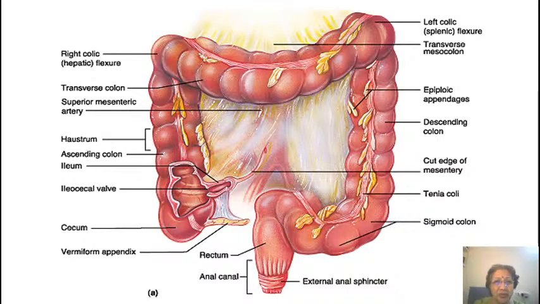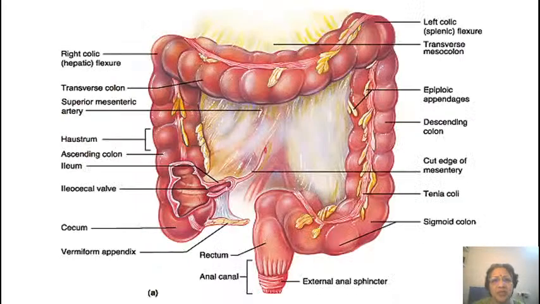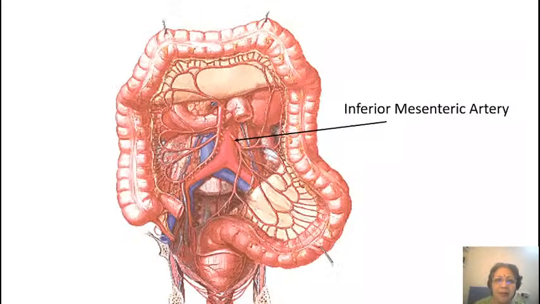I am sorry I'm not able to show you another picture of the sigmoid mesocolon. Please look for it in your atlases and your textbooks, and look for how it is reflected off the posterior abdominal wall. Then let's come to the supplies. So you have this loose loop of gut, right?